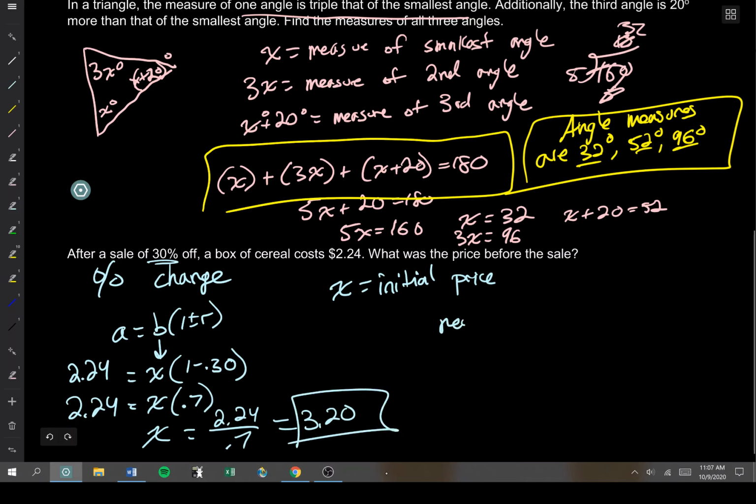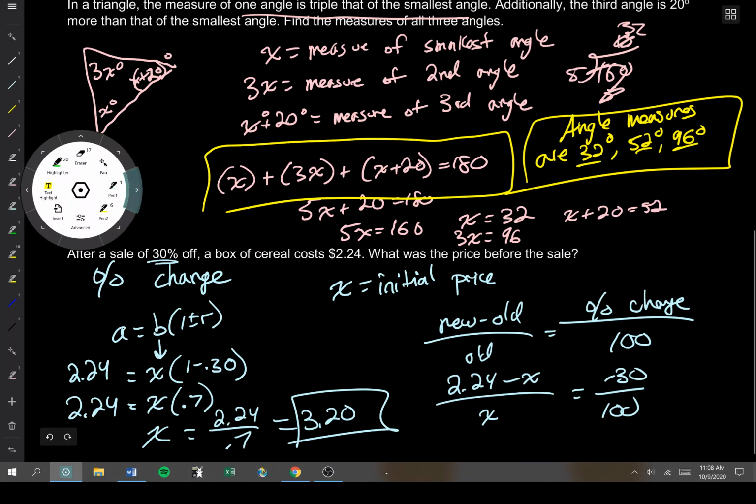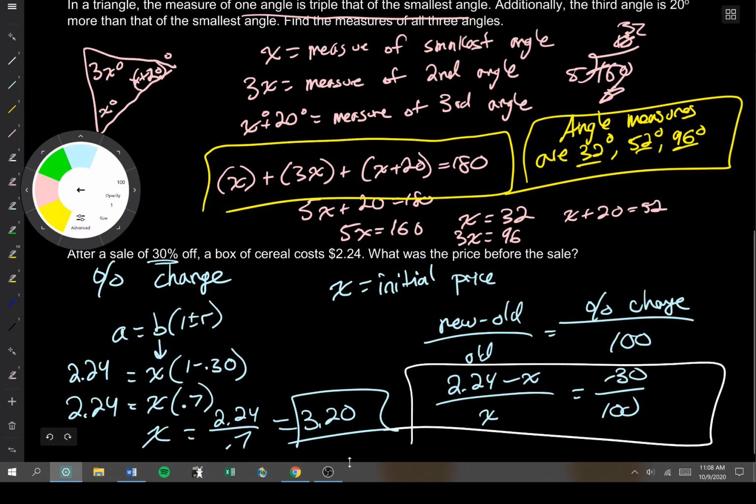You can also do new minus old divided by old equals percent change over a hundo. And we get the new price is 2.24. The old price we don't know. And that's our percent change over 100. You would solve this by cross-multiplying, dividing, etc. We've gone over that, so I'm not going to spend the time showing it again, but that's how you'd set up the proportion. Okay, a few more examples of word problems.